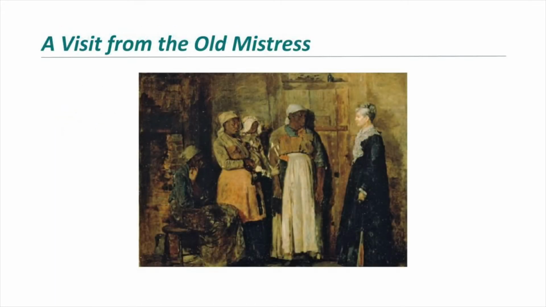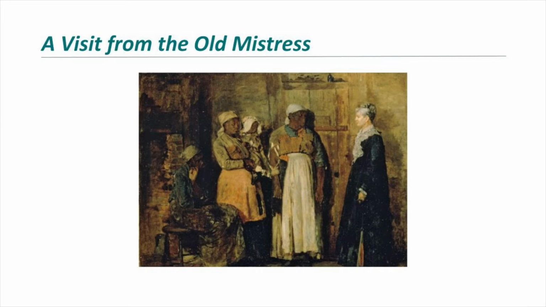This is a painting from Winslow Homer, probably the most famous American painter of the 19th century, certainly one of the most, called A Visit from the Old Mistress, and it depicts an imaginary meeting between a Southern white woman and her former slaves. Their stance and gaze suggest the tensions arising from the birth of a new social order.